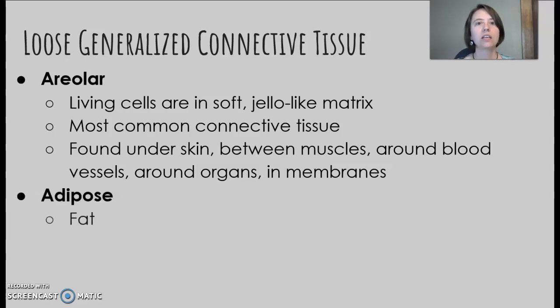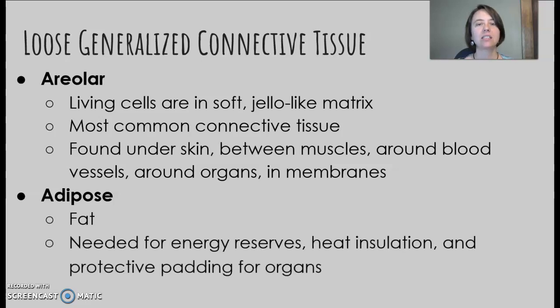So adipose is fat tissue and fat cells, and fat is good for long-term energy storage or reserves. It's really good at heat insulation, and it's really good at adding a little layer of protective padding for your organs, which you need because you don't want to damage your organs. There's a nice picture on page 66 that shows circulating connective tissue, and then areolar connective tissue and adipose connective tissue. So I would suggest looking at that.